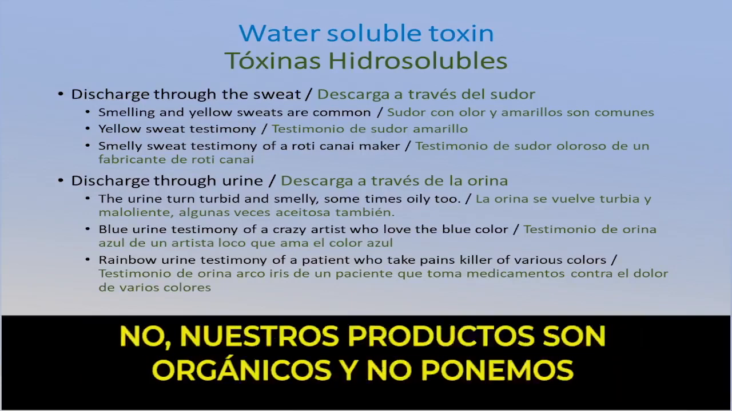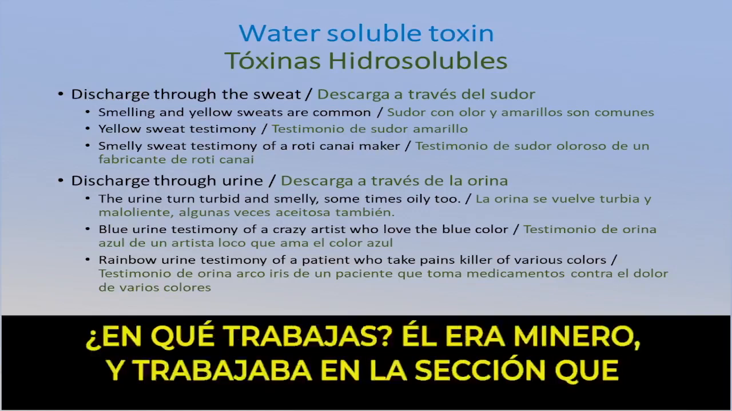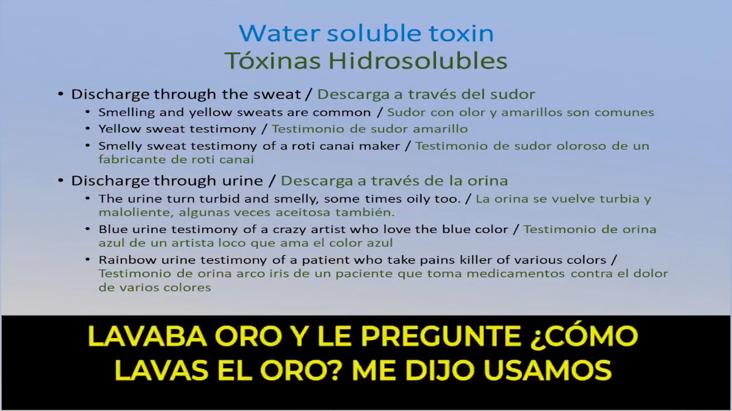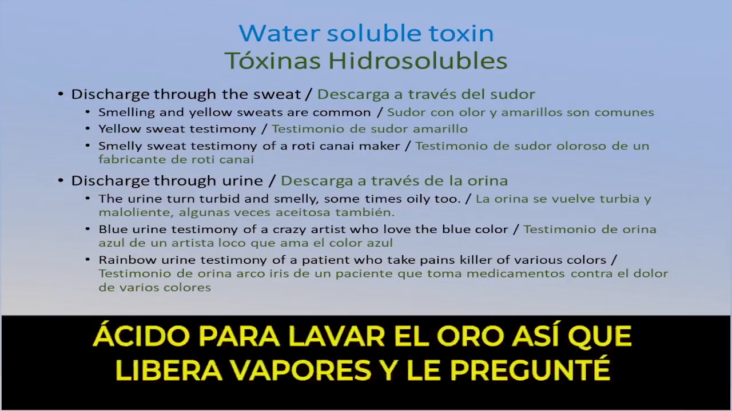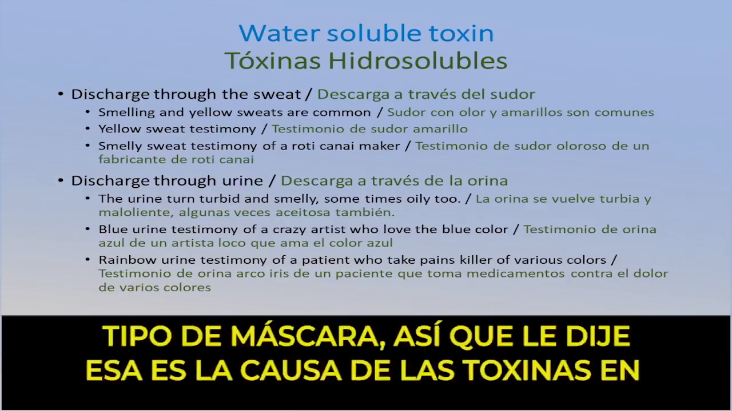I told him, no, our products are organic products. There is no yellow color. We do not put color into the products. Then I asked him, what's your profession? He is a goldsmith in the section where they wash the gold. I said, how you wash the gold? So they use an acid, you know, to wash the gold. So the time there's a lot of fume, there's a fume come up. I asked him, do you wear any mask or not? He said, no, I'm not wearing any mask. So I told him, you know, that may be due to the toxin inside your body.